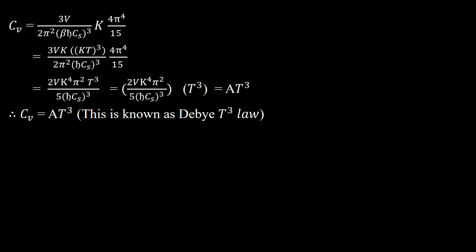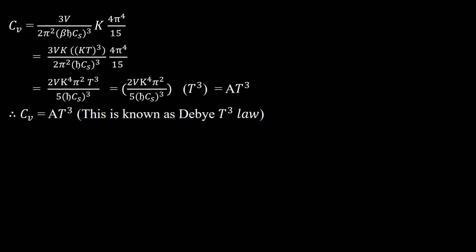That is, 2V k to the power 4 pi square by 5 (h cut cs) whole cube is a constant term into T cube. Arranging the equation, we can write 2V into k to the power 4 into pi square by 5 h cut cs whole cube into T to the power 3. This is a constant term, and we write it as capital A into T cube. That is, Cv is equal to A T cube.